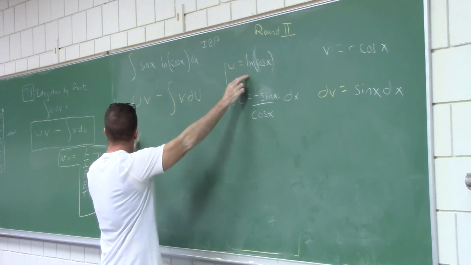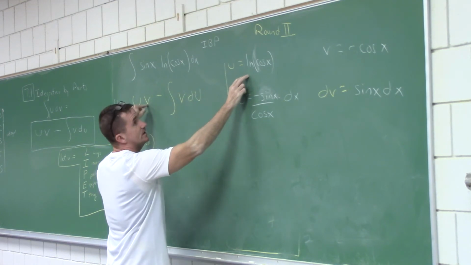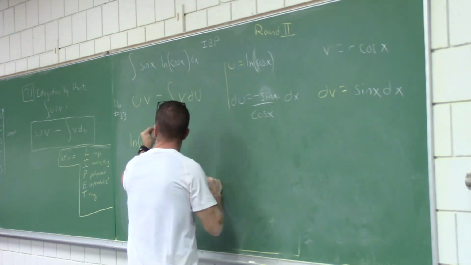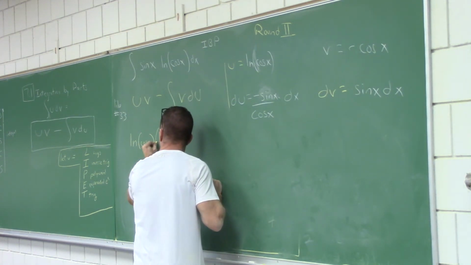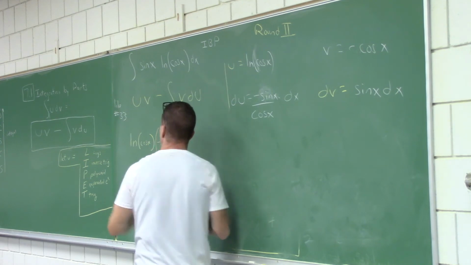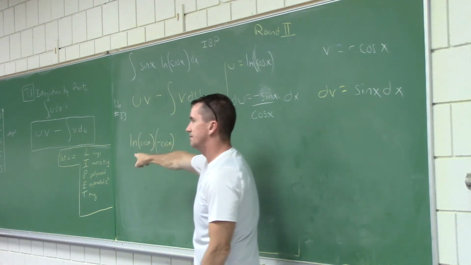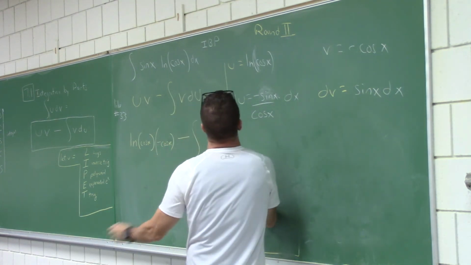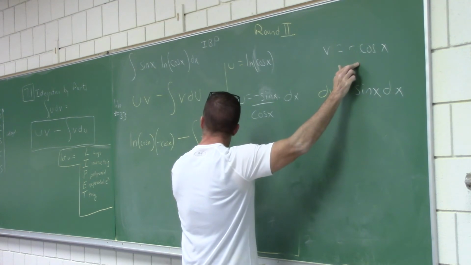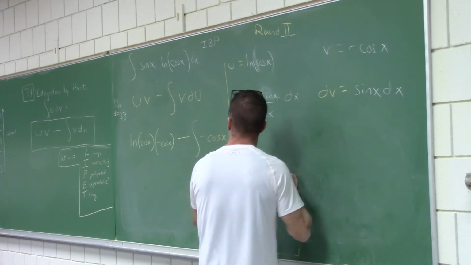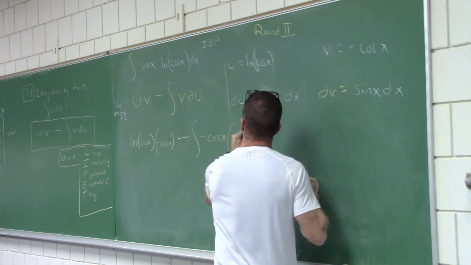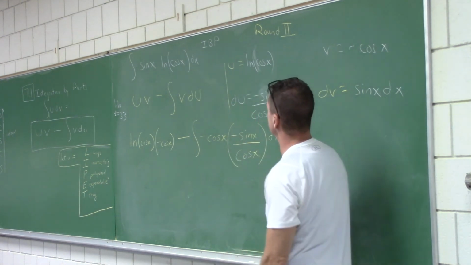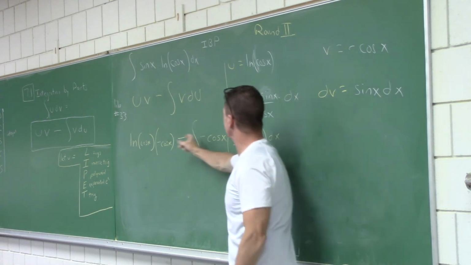u is the natural log of cosine of x. The v is negative cosine of x. I'm going to put parentheses around that right now, because when we multiply that product, it's better to just put that negative out front. So there's the u, there's the v. Now I have a minus the integral of v times du. This is looking crazy, but good news: what cancels? Cosines. And I've got three negatives here.